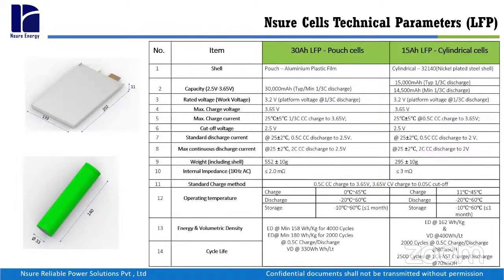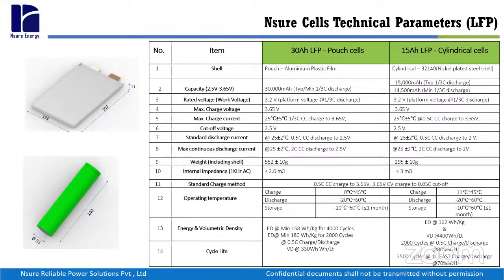Now, for all the allied members over here, these are the two models which we are going to come up with in manufacturing. A 30Ah LFP pouch. I can share the details with Santosh, and Santosh can share with you if required. You can have access to that.